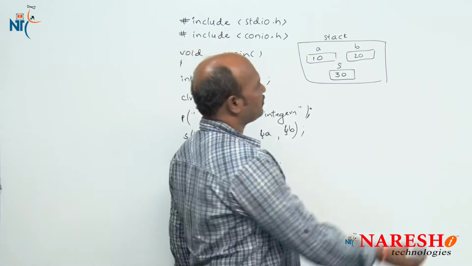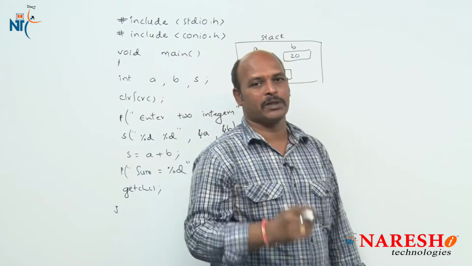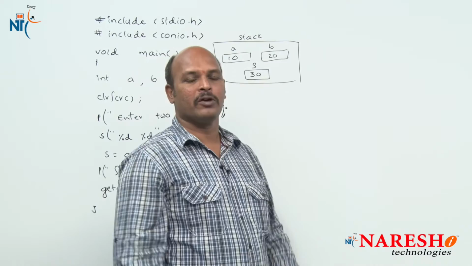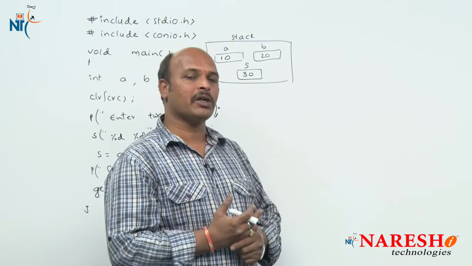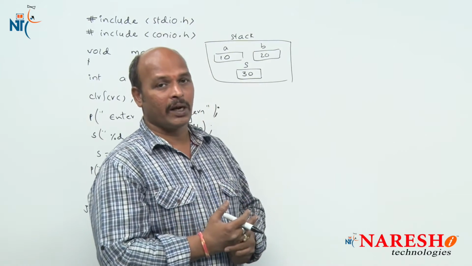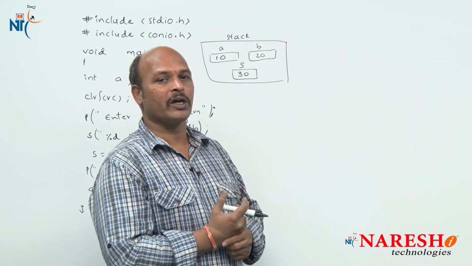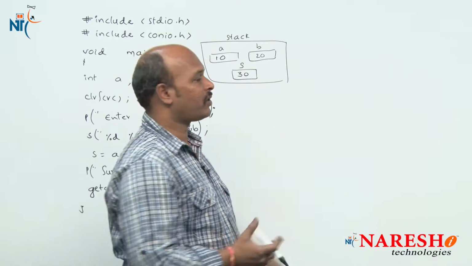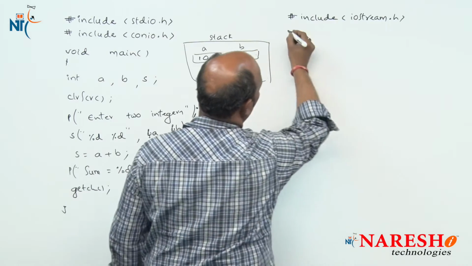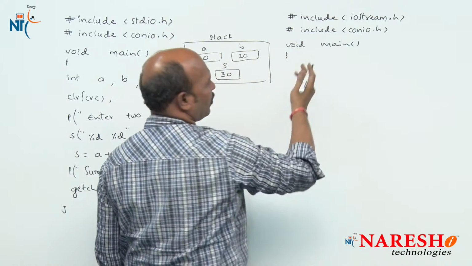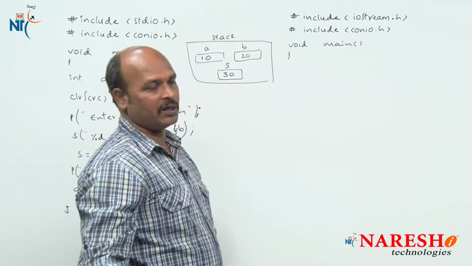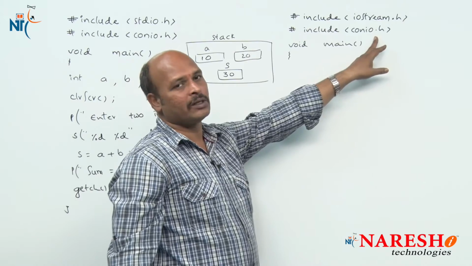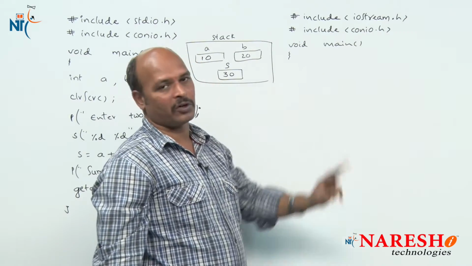Now watch this. Okay, in C++ to perform the same example, we are going to use cout and cin. Now cout and cin are the predefined objects available in iostream.h. That is why first iostream.h, a common thing, because here I am going to use cout and cin. Next clrscr and getch are common, that is why conio.h.